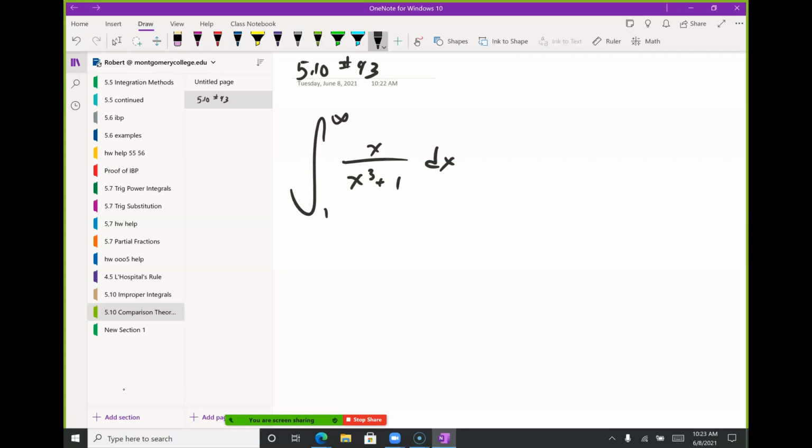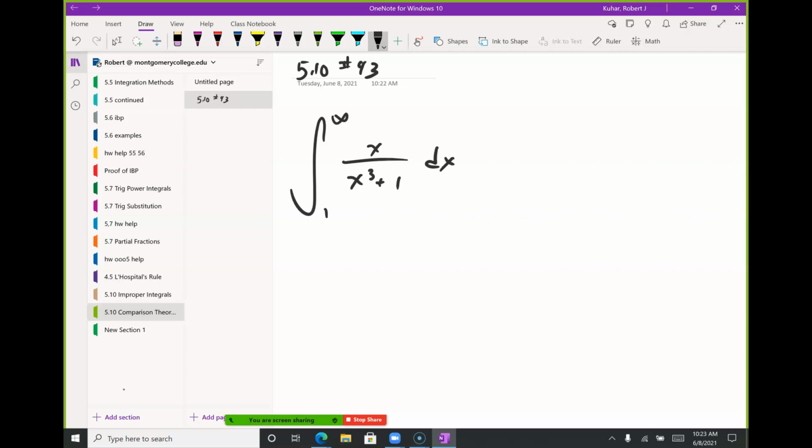Now this one could be done with partial fractions and an improper integral, but it's nasty. It's a horrible problem. So it's nice to be able to do a comparison. All I care about is, does it converge or diverge, right? So the trick is to look for the mother function.